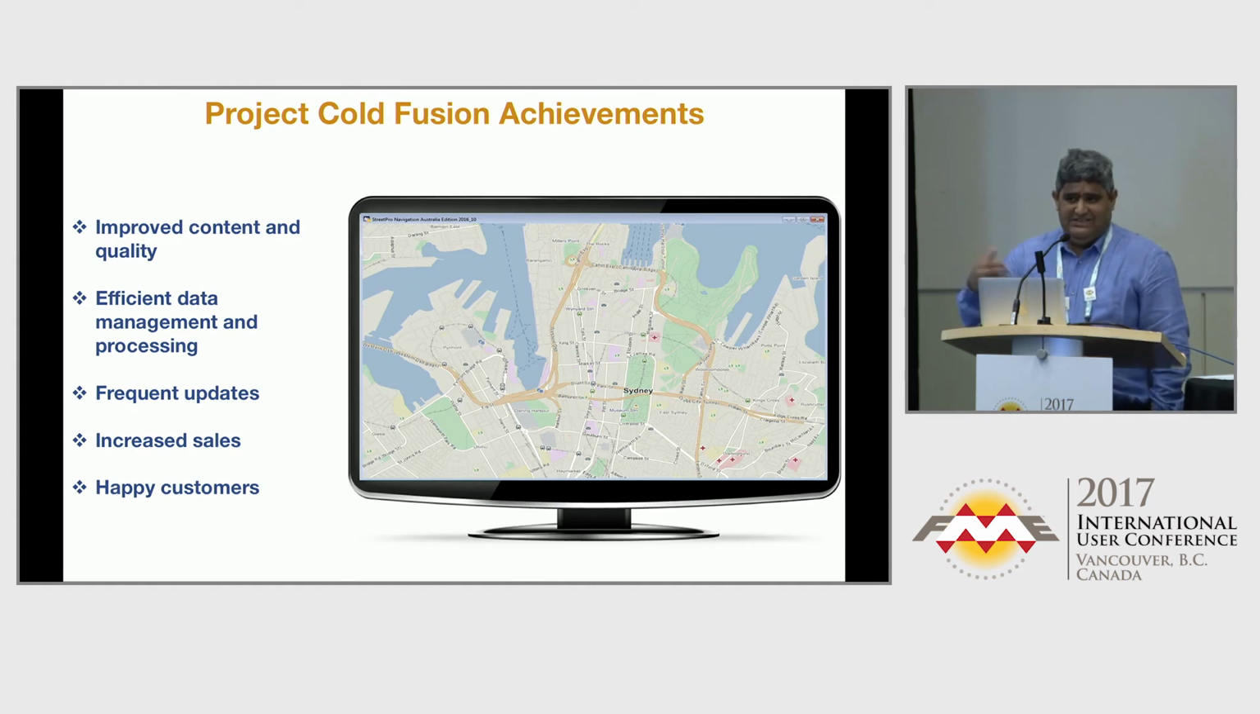So what we achieved as an end of the project called Fusion. Because of the new processes and because of inbuilt quality control, we were able to improve the content and quality of the overall data. And this helped us to maintain data. The processes that we built in phase 2 help us to maintain data in a much more efficient way and apply those updates in an automatic or semi-automatic way. And because these processes are automatic, we are able to apply these updates more frequently as and when we are receiving them from our vendors.